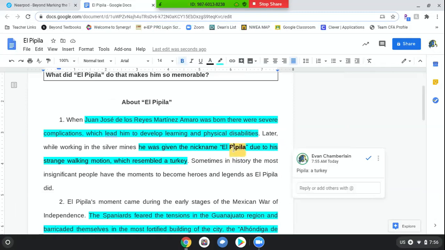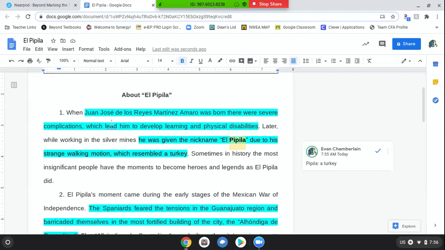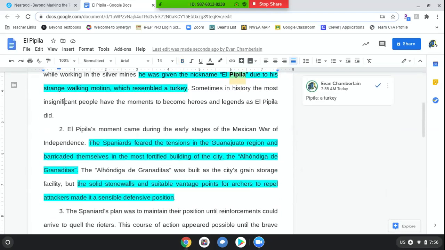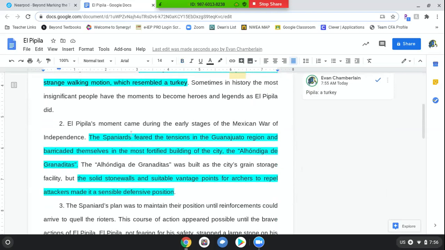Turkey, Pipila. Okay, so once I've commented, that doesn't mean I'm doing one word per paragraph, but that's the word I didn't know in this paragraph. I might not know other words like insignificant, in which case I would look that up as well. The next paragraph, I will also look for words that I don't know, like maybe tensions.